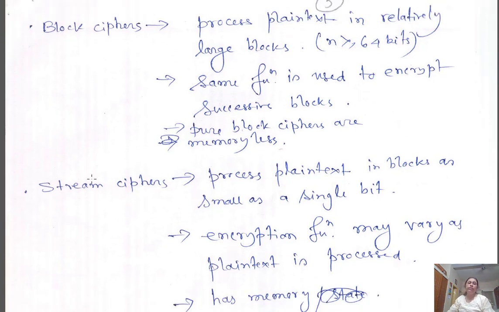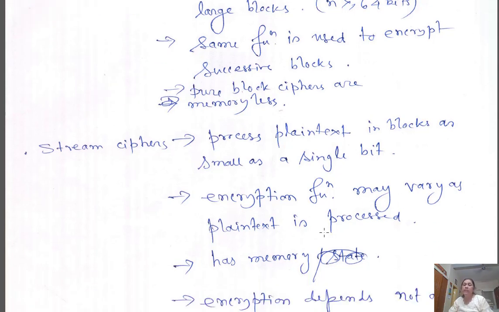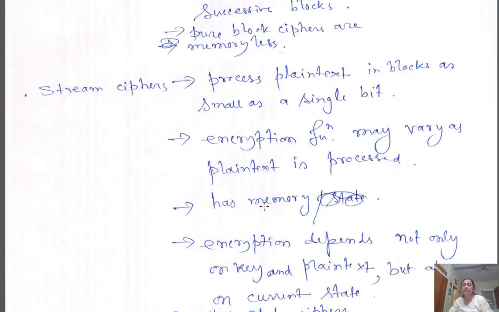On the other hand, in a stream cipher we process plain text in blocks as small as a single bit. Already I have mentioned this. For a block cipher, the block length is at least 64 bits. Generally, the block length n is taken to be very large. But for a stream cipher, the block length is very small, as small as a single bit. The encryption function may vary as plain text is processed, as it has memory.